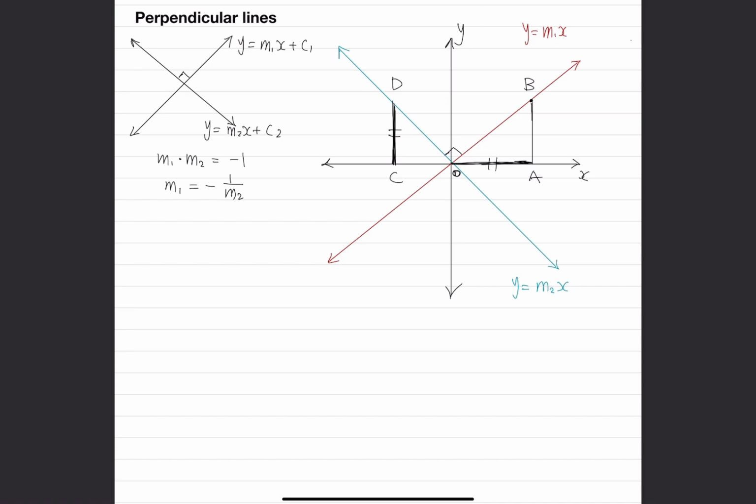In order to prove the gradient relationships, we need to first find out relationships about a few corresponding sides. Firstly, we know two angles. We know that angle BAO is equal to angle OCD, because both are right angles, 90 degrees. Secondly, we've got a pair of sides. The pair of sides are OA, which is equal to DC. So this is given.